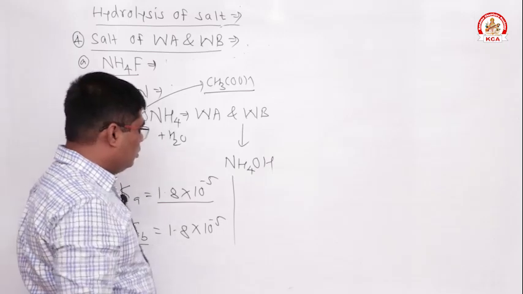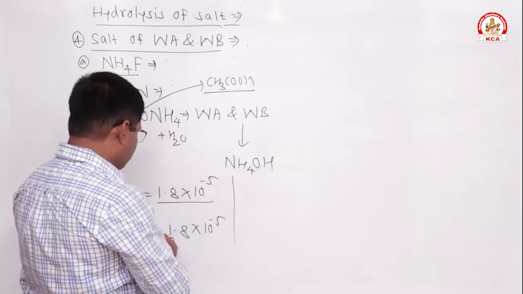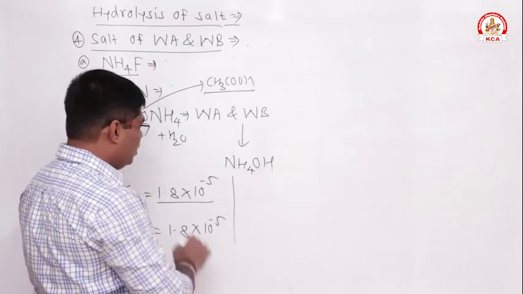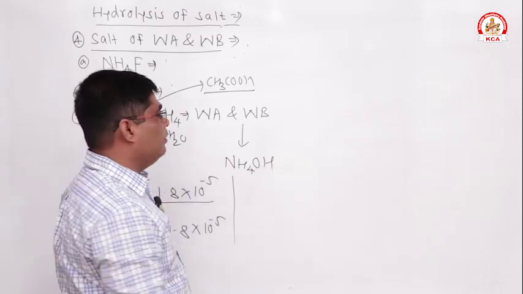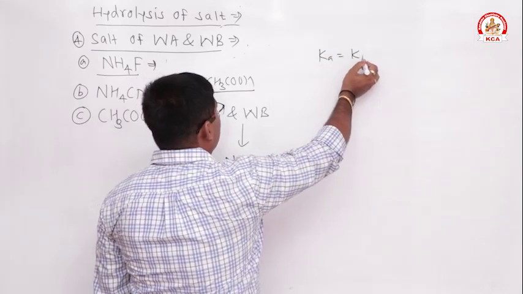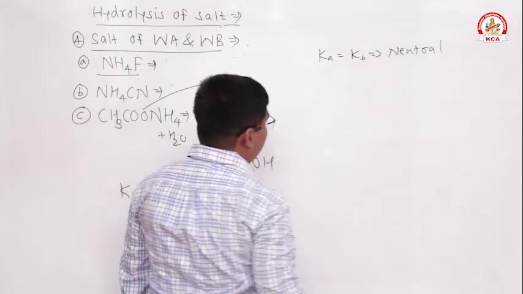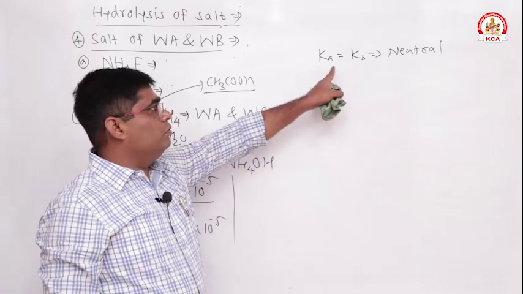Kb व्हॅल्यू ऑल्सो 1.8 into 10⁻⁵. Ka is the dissociation constant of acid. Kb is the dissociation constant of base. And Ka and Kb are same. So as Ka value and Kb value जर सेम असेल तर नेचर ऑफ सोल्युशन काय असेल? न्यूट्रल. आणि म्हणून काय म्हटलंय आपण? This type of salt, the nature of this type of solution is neutral.